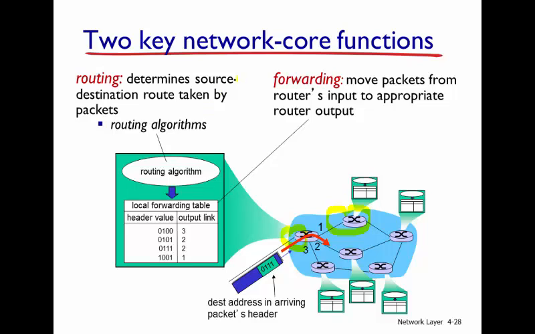That is the message here in this slide. Routing: to determine source to destination routes. Forwarding: move packets into the appropriate router output. So the router has two functions. Routing itself is decision making. Forwarding is pushing it in that direction.